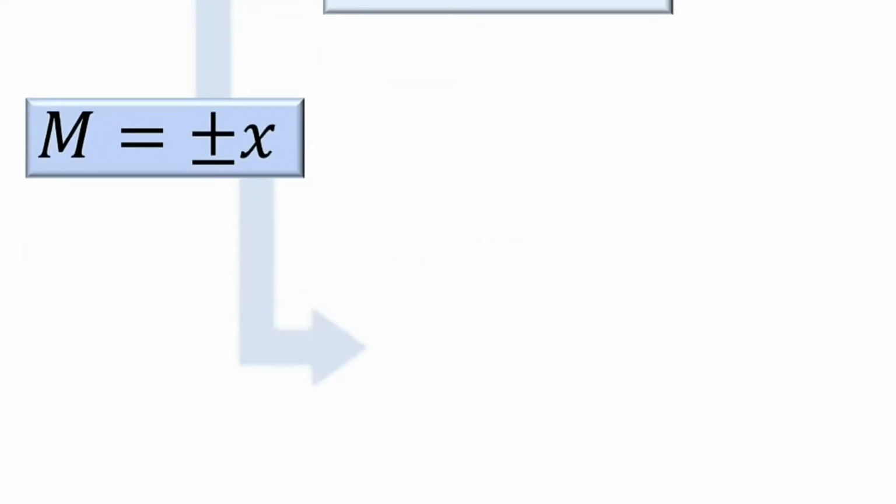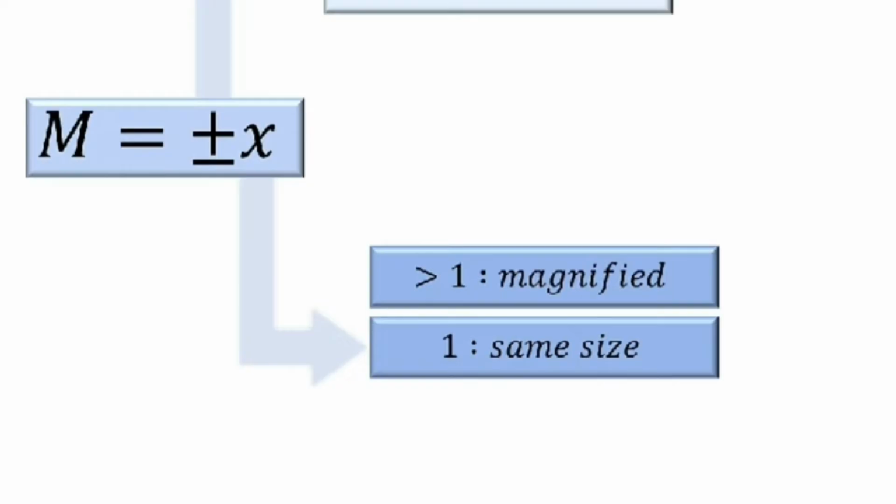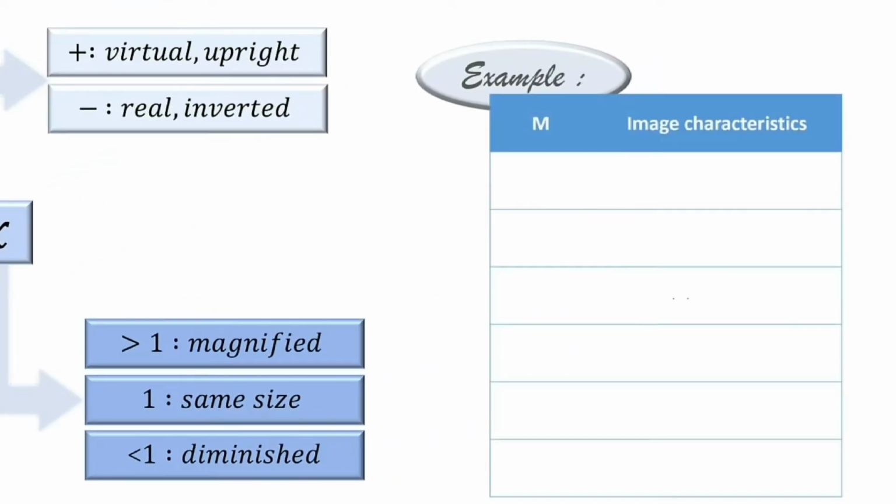Now let's look at the meaning behind its magnitude. If the magnitude is bigger than 1, the image is magnified. If the magnitude is 1, the image is the same size as the object. But if the magnitude is less than 1, the image is diminished. Now let's see some examples.